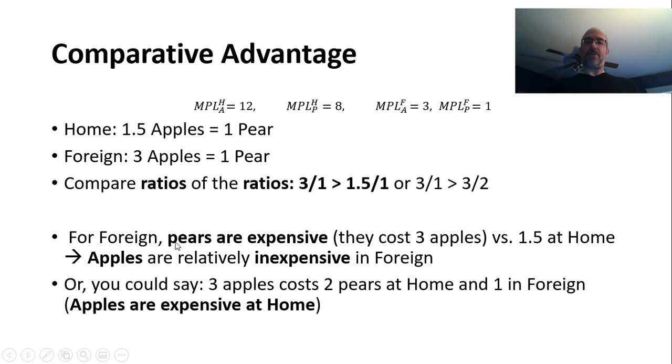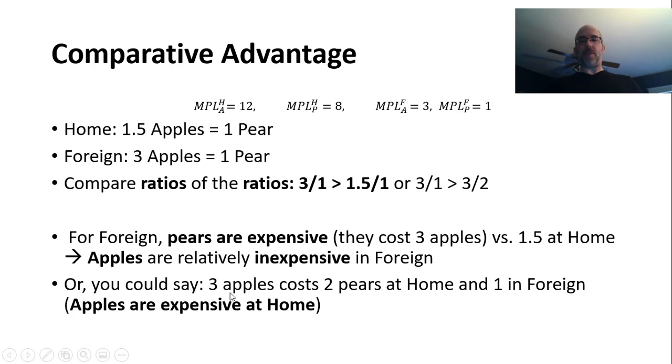So you could look at it: foreign, pears are expensive, or you could say apples are inexpensive. It's the same ratio. You can flip these. You can put it in terms of 1 apple, dividing everything by the same on both sides. You can flip it in terms of which fruit, or in terms of costs versus productivity. But we're not changing any numbers. It's the same numbers giving you different ways of looking at this story. Okay, so foreign, pears are expensive, or you could flip it and say apples are inexpensive.